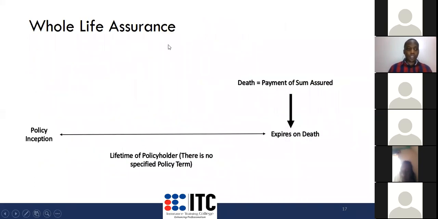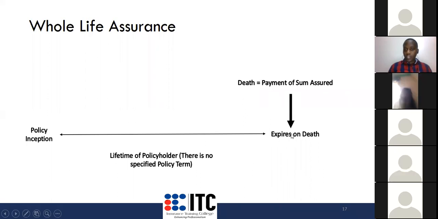So just to illustrate this, there is no policy period. It occurs during the lifetime of the policyholder. So you can see clearly there's no specified policy term. It expires on death, but on death, there is a payout. So you can say the policy doesn't really expire. I think this is a misnomer. It continues, and there's definitely a benefit.